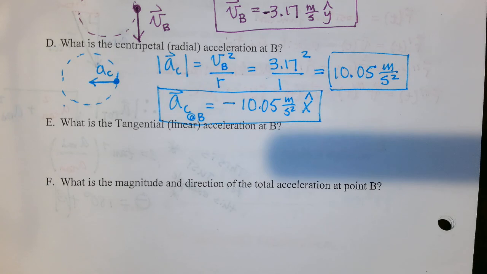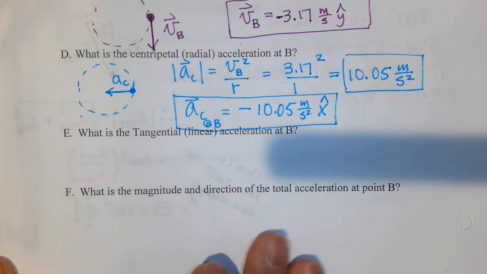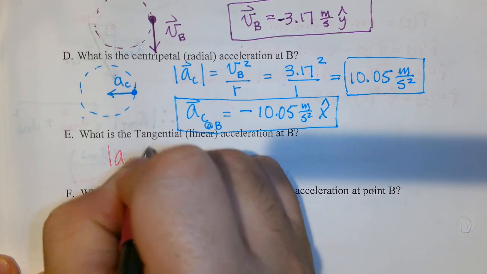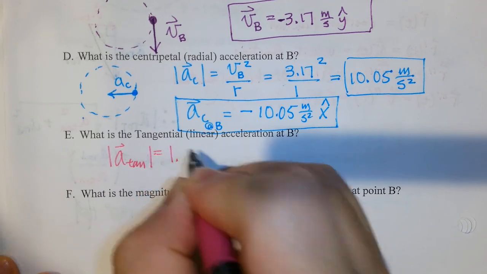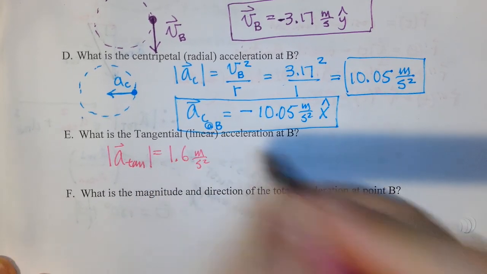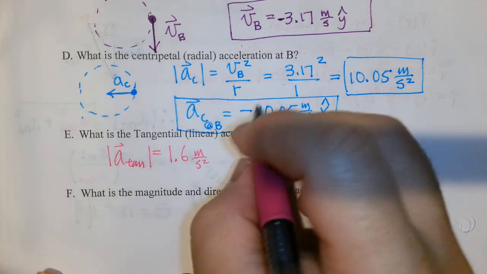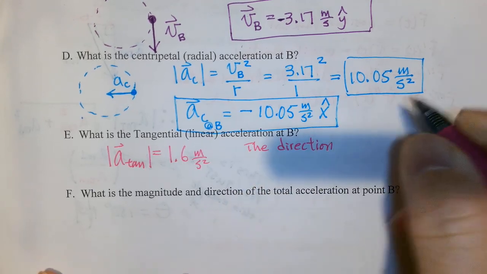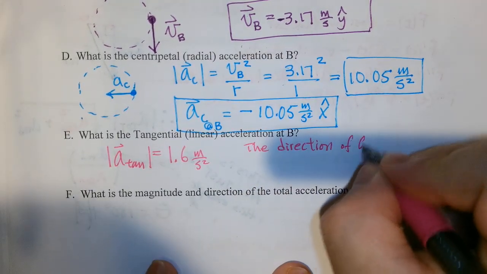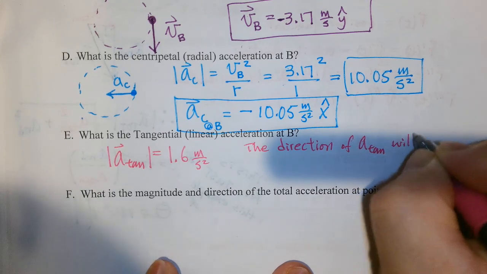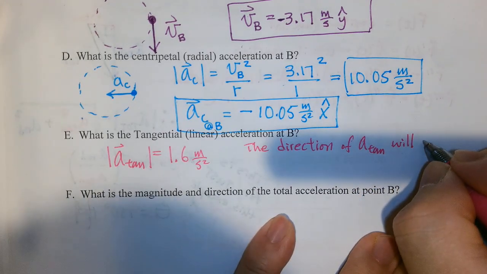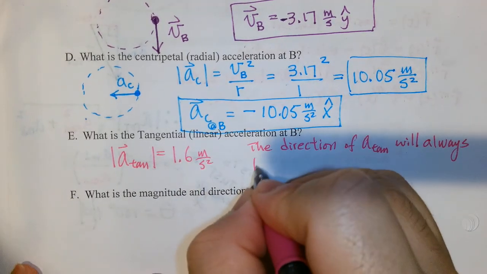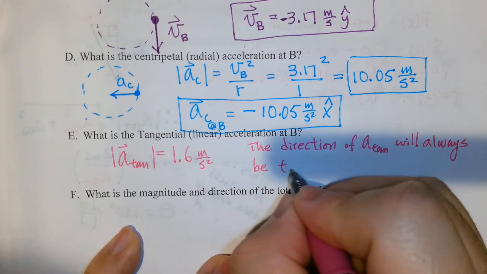Well, what is the tangential or linear acceleration at B? That's given to us in our problem. A tangential is really nothing more than 1.6 meters per second squared. That was easy. But the direction of A tangential will always be tangential to the circular path.